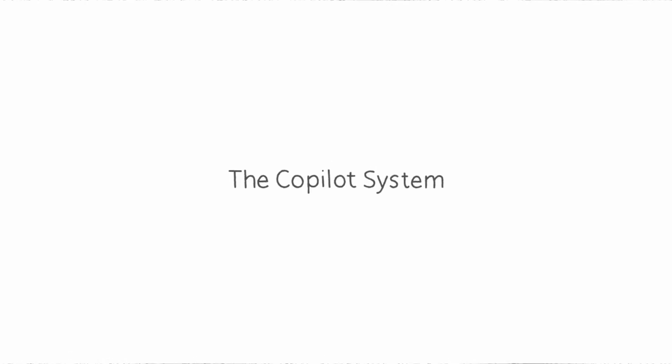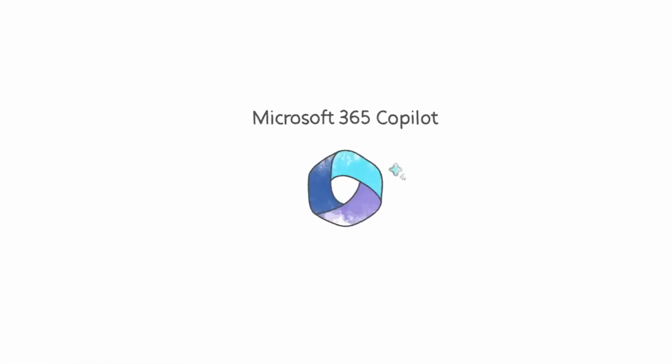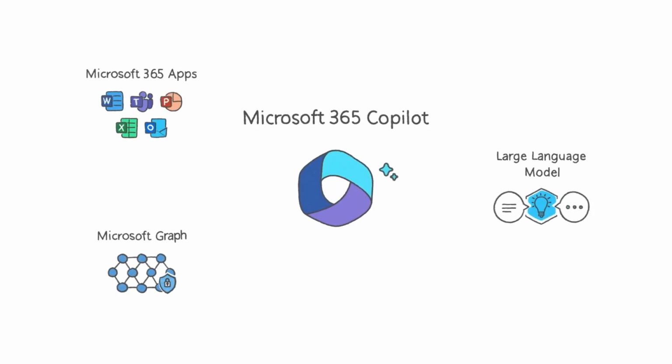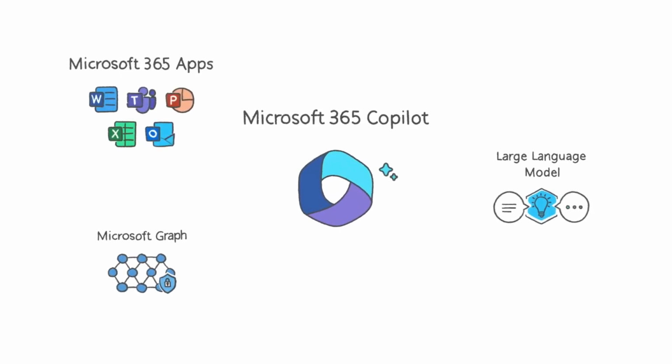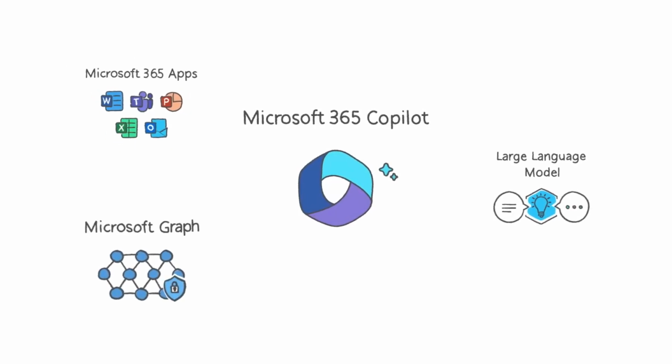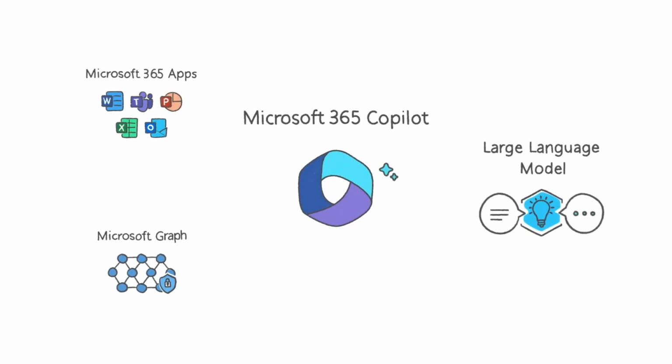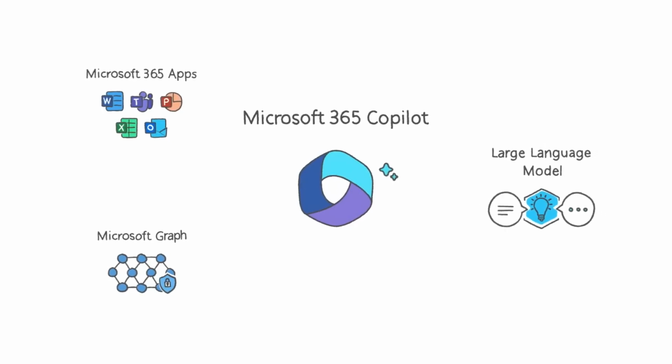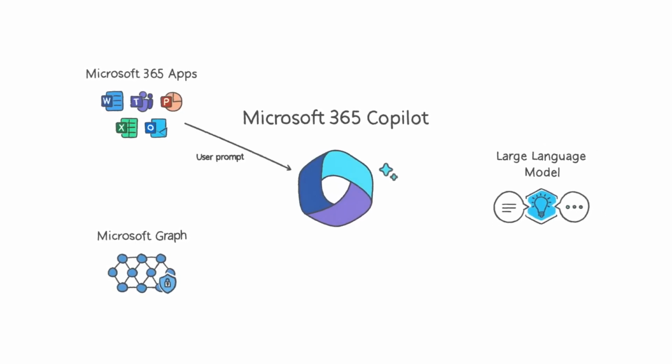Microsoft 365 Copilot is powered by what we call the Copilot system, a sophisticated processing and orchestration engine. It harnesses the power of three foundational technologies: the Microsoft 365 apps, that's Word, Excel, PowerPoint, Outlook, Teams, and more. The Microsoft Graph, that's all your content and context, your emails, files, meetings, chats, and calendar. And a large language model, or LLM, a creative engine capable of parsing and producing human-readable text, all accessible through natural language.